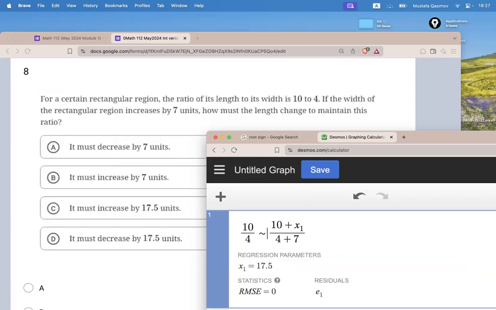So it will be 17.5. It means that for keeping this ratio, we have to increase the length by 17.5. Answer is C. Any question?